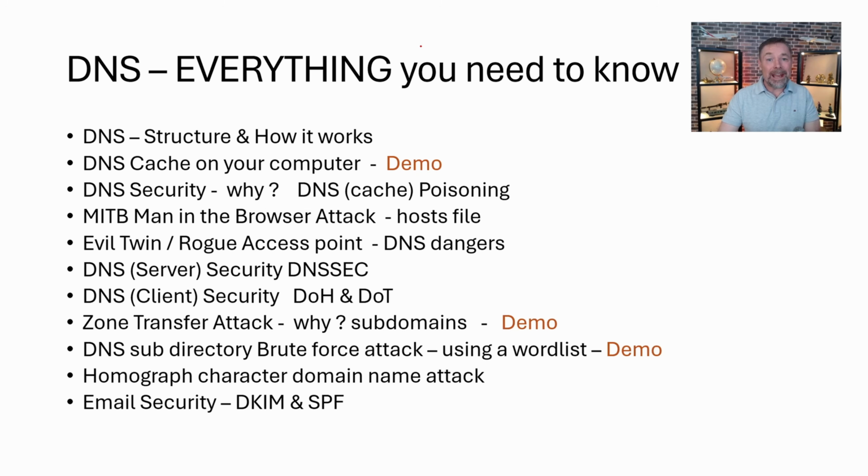We're going to talk about DNS, its structure, and how it works. What is the DNS cache on your computer and how does it work? Let's take a look. We're going to talk about DNS security and why we need it. We'll talk about two different types of attacks: an attack on the DNS server itself and then an attack on your machine, sometimes called a man-in-the-browser attack. We'll talk about evil twins and rogue access point attacks. Now these are wireless attacks, but we'll see how DNS can be a problem there as well.